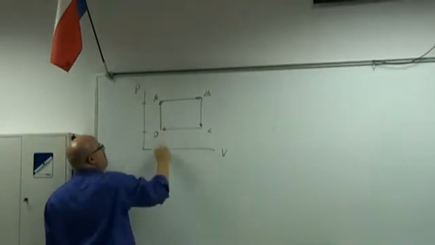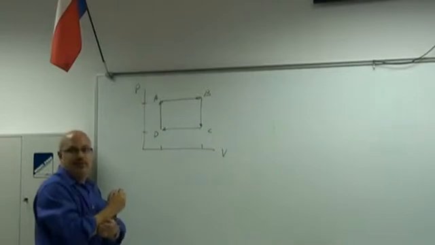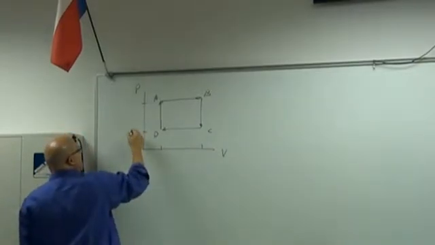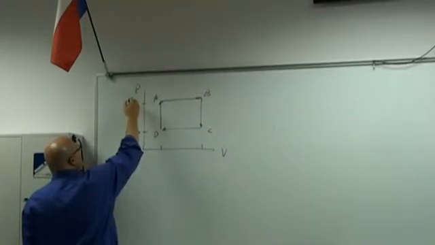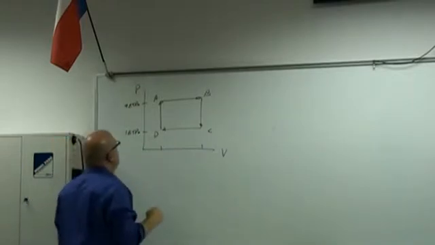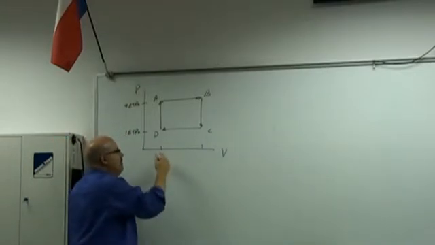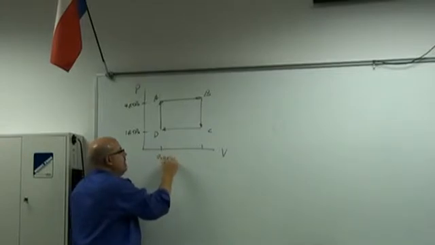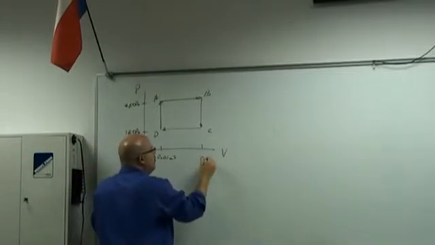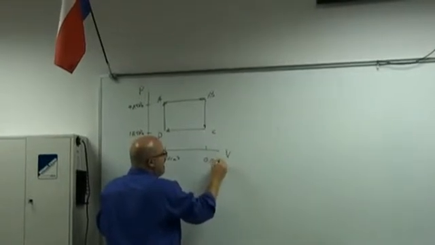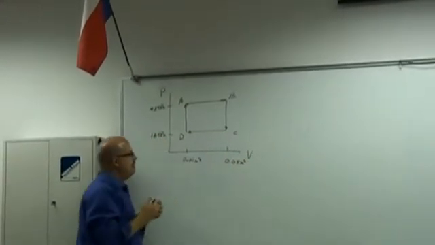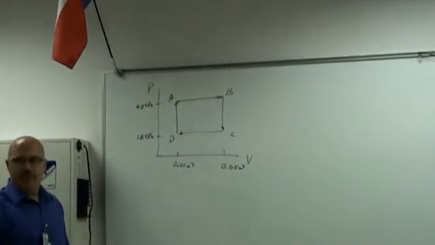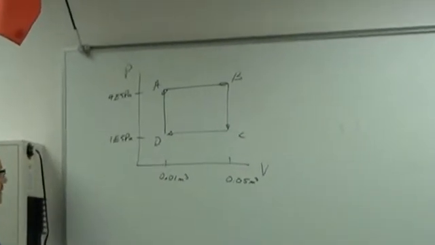Let's give ourselves some numbers. So we actually are going to solve it with numbers this time. So why don't we make this 1e5 pascals, and why don't we make this 4e5 pascals. All right? Then down here, why don't we make this 0.01 meters cubed and 0.05 meters cubed. Okay? That sound good?